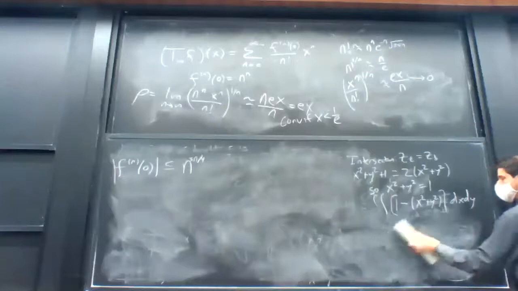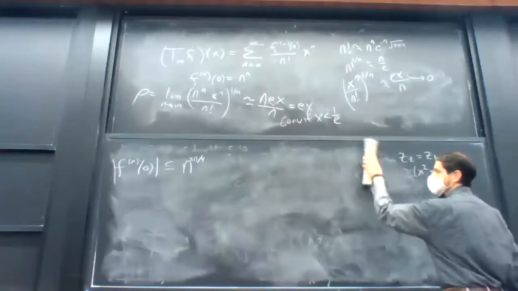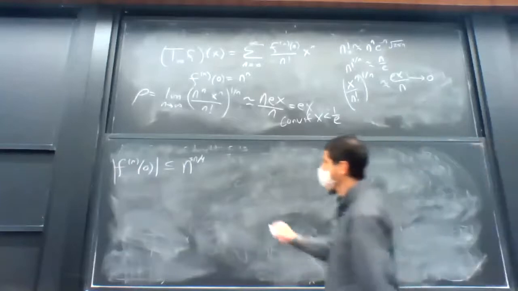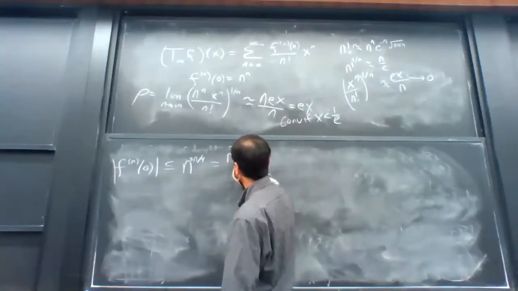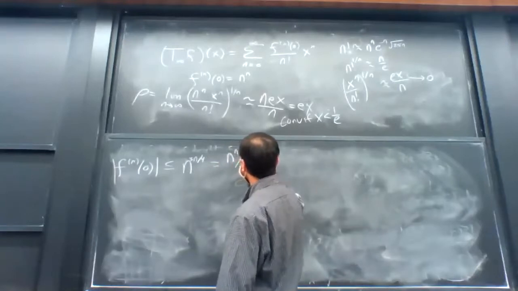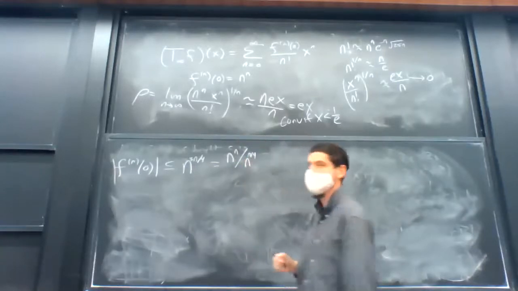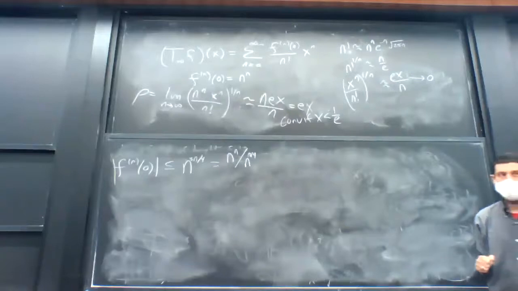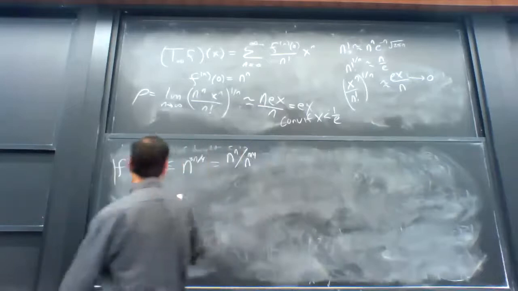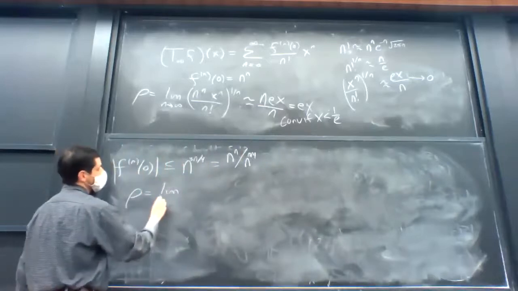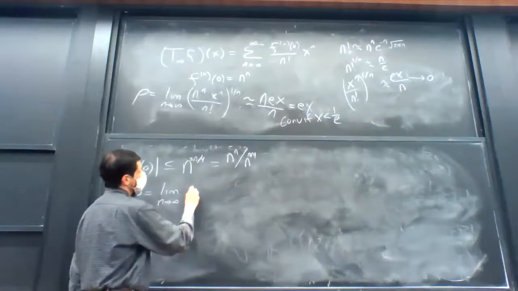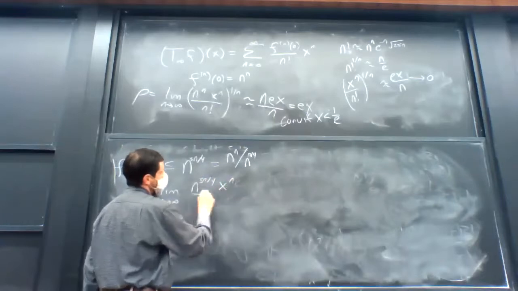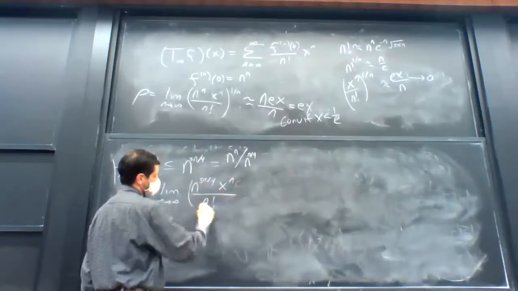The n factorial is like n over e to the n. This is n to the 3/4. So if you want, you could even do this as n to the n divided by n to the n fourths. We still have the e to account for, so let's look at what happens. So rho would be the limit as n goes to infinity of n to the 3n over 4 x to the n divided by n factorial.